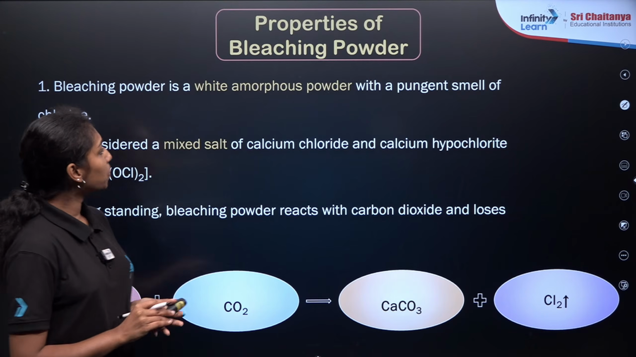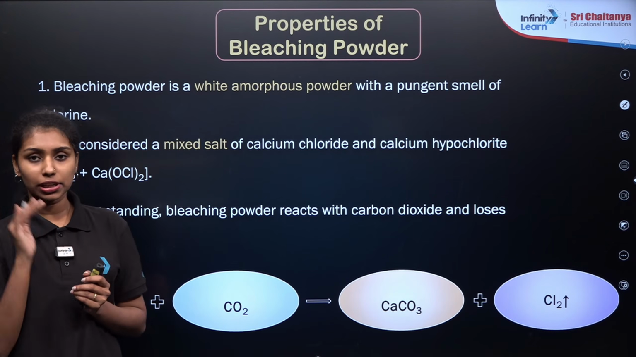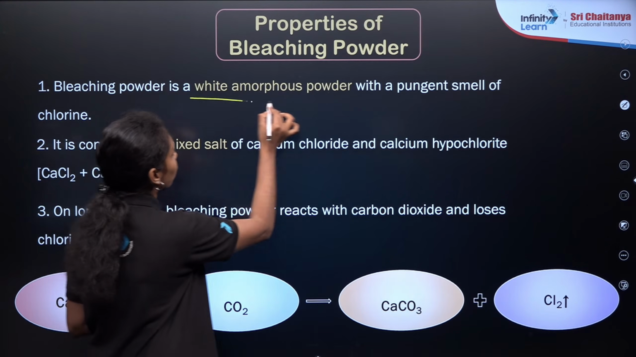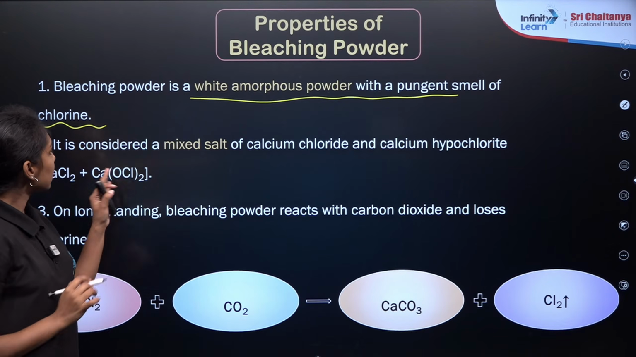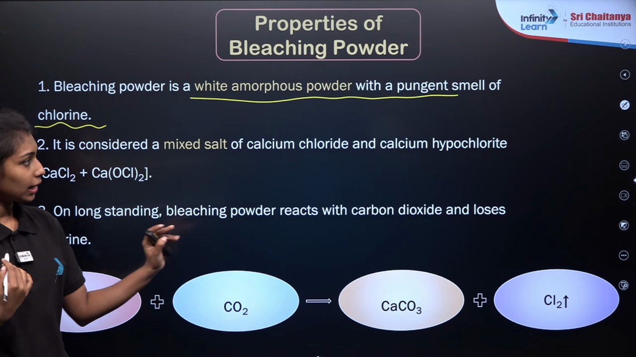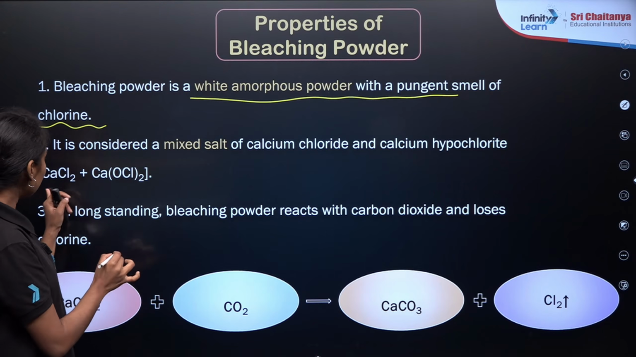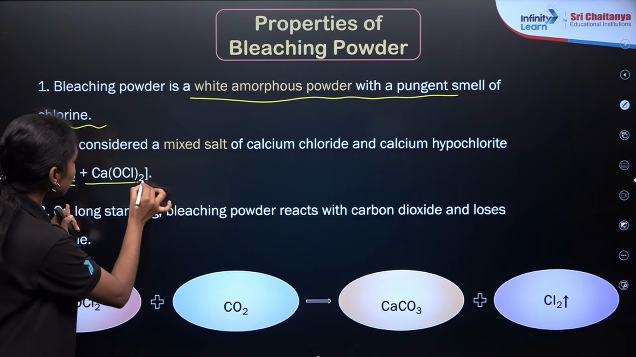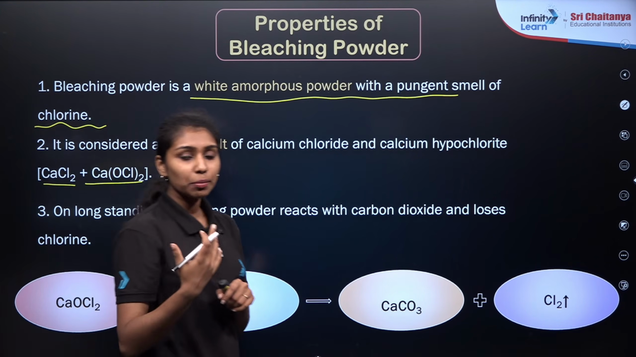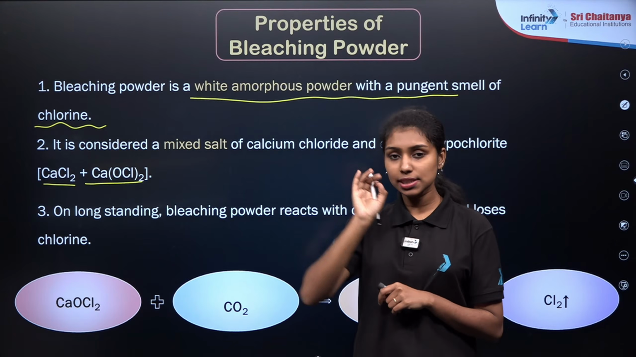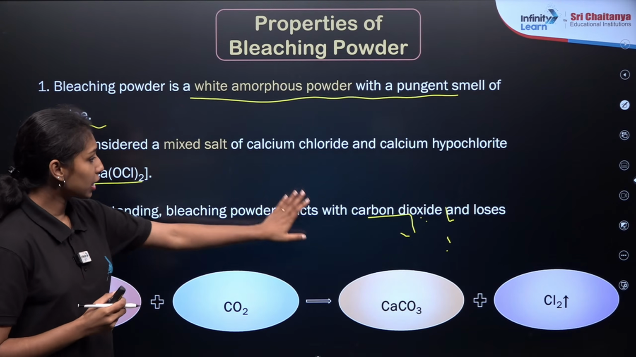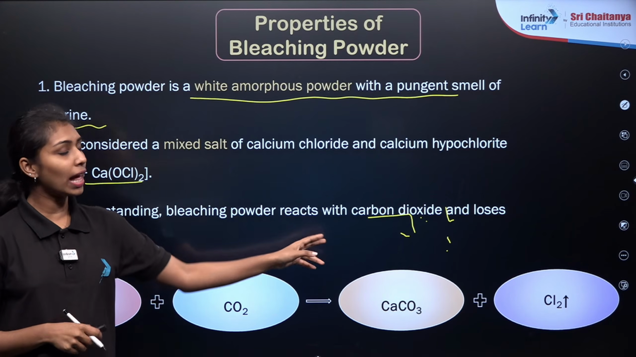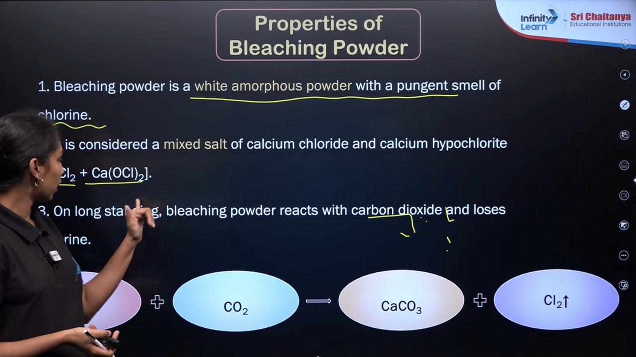Now these are some of the properties of bleaching powder already given in your textbook. It is a white amorphous powder with a pungent smell of chlorine. It is considered a mixed salt of calcium chloride and calcium hypochlorite, so we can generally write it as CaCl2 plus Ca(OCl)2. If you are asked about the chemical formula of bleaching powder, you can just give CaOCl2 as the chemical formula. No need to get confused here. In general, it is the mixed salt of calcium chloride and calcium hypochlorite.